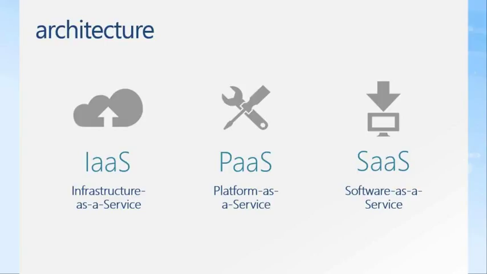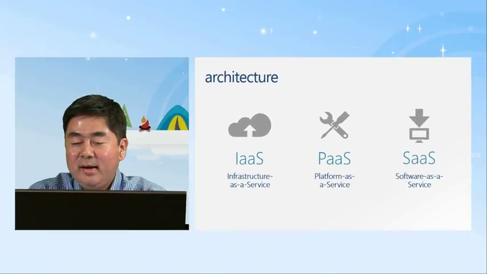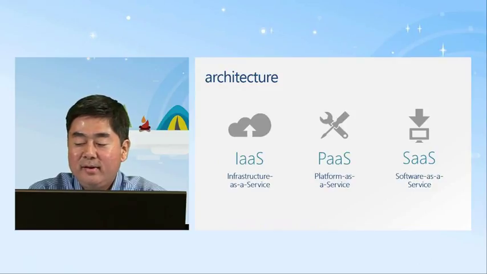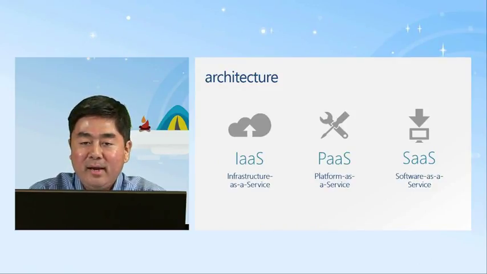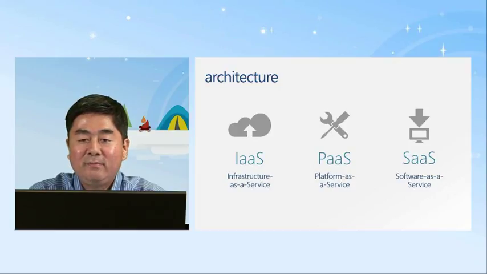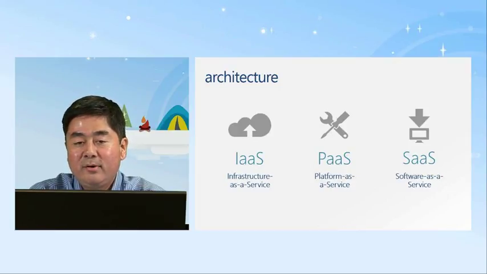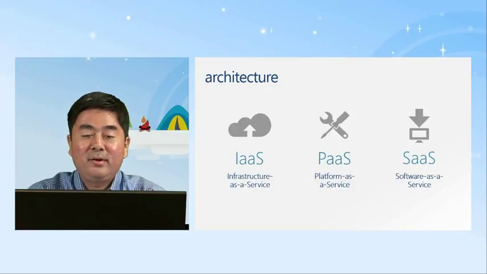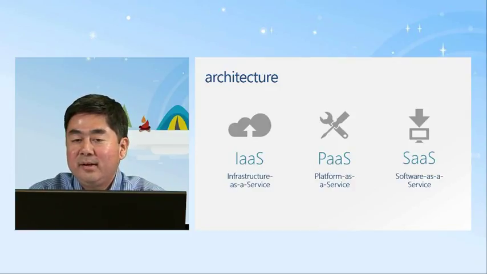IaaS, or infrastructure as a service, is where the cloud provider, in this case Windows Azure, provides the underlying hardware and virtualization software and the networking, but you're responsible for the applications, the data storage, as well as the operating systems and virtual machines that you want to run your applications off of. With PaaS, or platform as a service, the cloud provider takes care of not only the underlying infrastructure, but the virtual machines and things like that as well. So all you have to bring to the table is your applications and data. And finally, we have software as a service, where basically you're just bringing your users to the table. You're using somebody else's software.